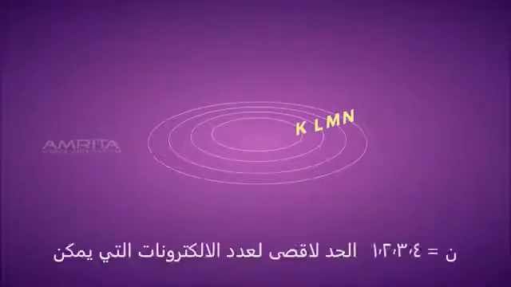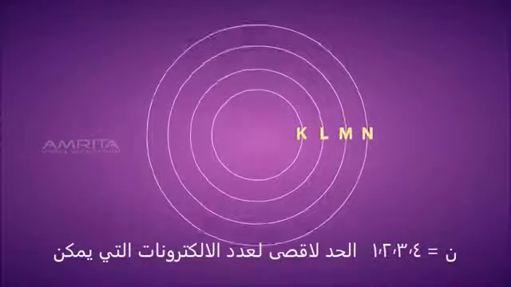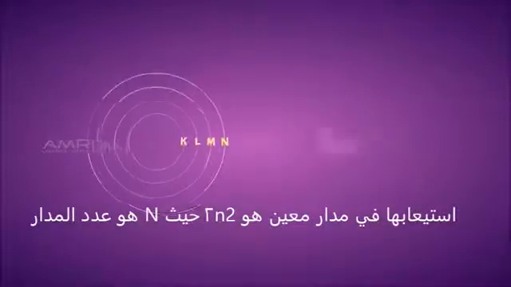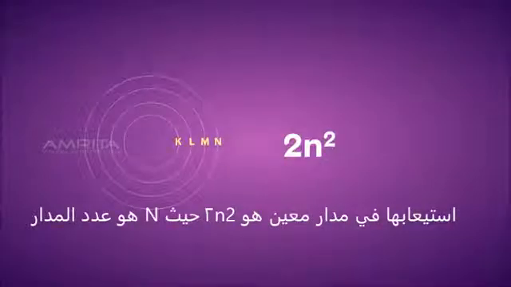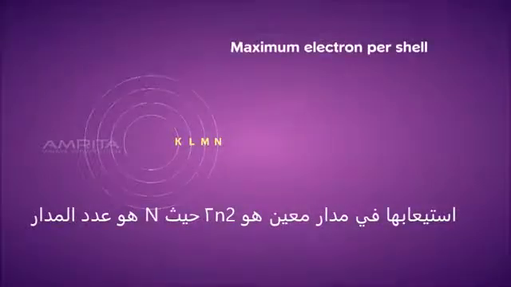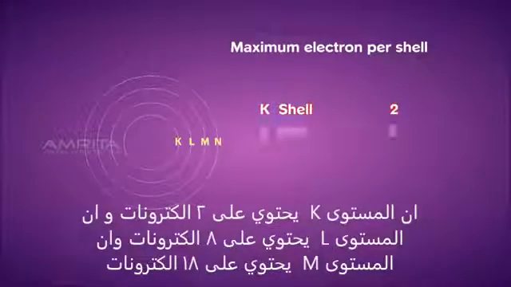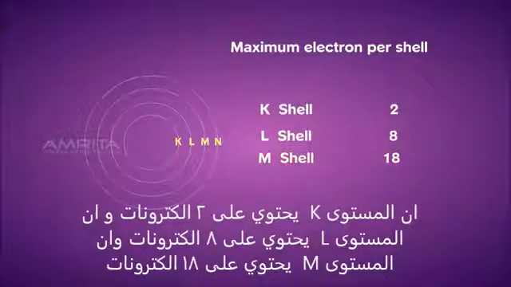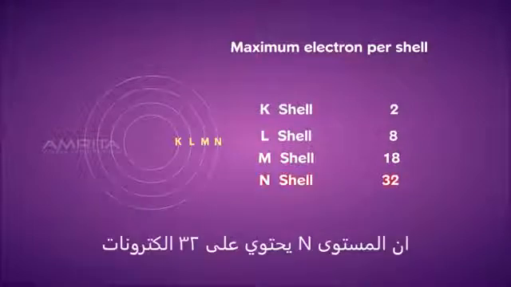The maximum number of electrons that can be accommodated in a particular orbit is 2n^2, where n is the number of the orbit. Thus, K shell would have 2 electrons, L shell would have 8 electrons, M shell would have 18 electrons, and N shell would have 32 electrons, and so on.